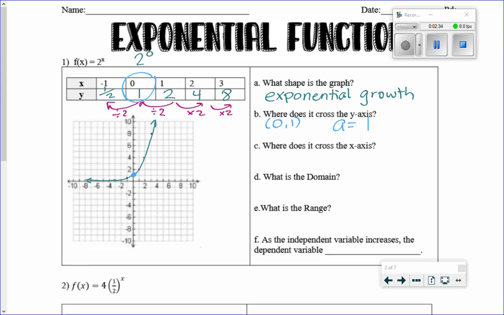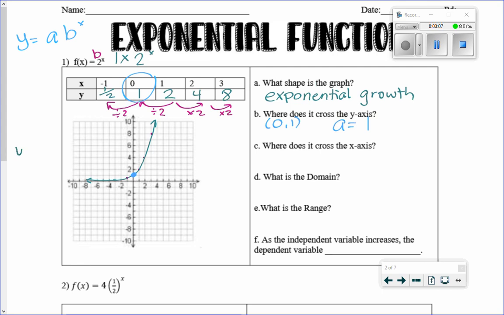Now remember, in our equation for exponential functions, it's a times b to the power of x. But if you look at the function here, it only has one value. It only has the 2, which in this case represents the b. That's our b, our base value. That's what's being multiplied by 2 each time. But it doesn't have the a written there, even though our a is 1. And it's because if I multiply 1 times anything, it's going to give me that same number. So the a is implied.